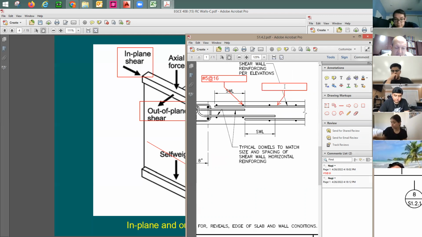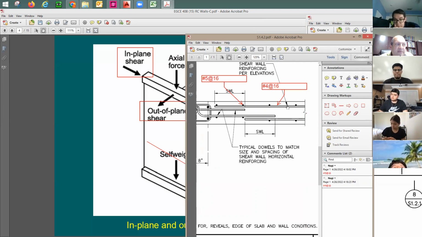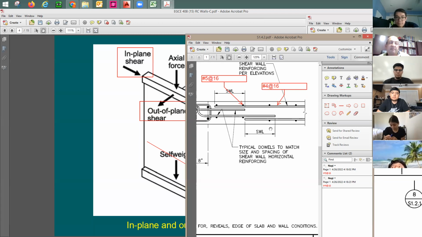And it says here number 4 at 16. Where do I get that from? I'm going to say from here. And they have 2 layers. This is why it says here each face. So, okay. If you have 2 layers, it means if I'm designing this to support gravity loads, like a column, I need to take all of this reinforcement, the vertical reinforcement, not the horizontal ones.